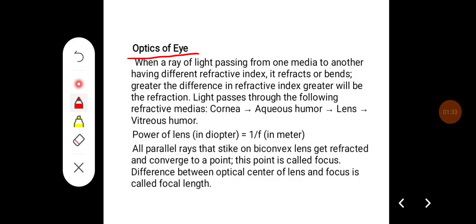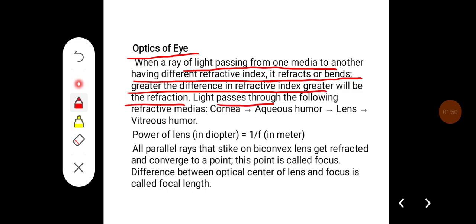Coming to the optics of the eye, when a ray of light passes from one medium to another medium having a different refractive index, it refracts or bends. The greater the difference in refractive index, the greater the refraction. The light passes through the following refractive media. First, it falls on the cornea, then the aqueous humor, then the lens, and the vitreous humor.